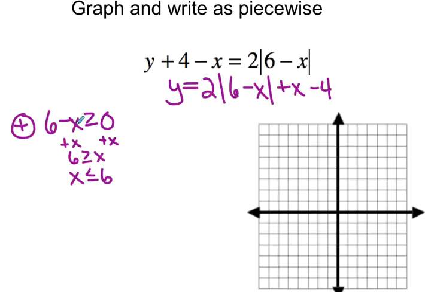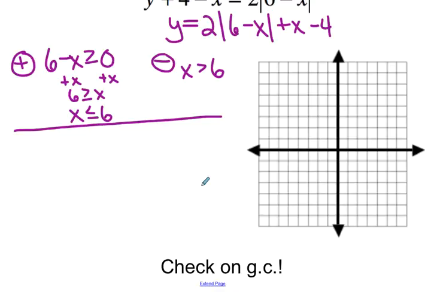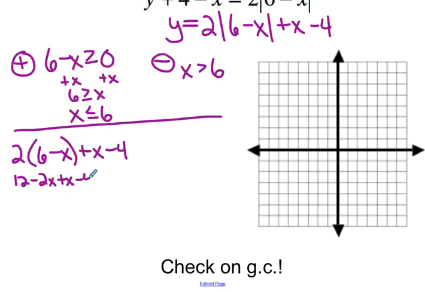Now the -1 in that case would just be x is greater than 6. And you could do it all out, but basically if I know this one's less than or equal to 6, this one's got to be bigger than 6. Now when I look at simplifying here to get lines, I am going to take 2. So I get 2 and then 6 minus x plus x minus 4. This is the positive. So I'm going to get 12 minus 2x plus x minus 4. And that's going to simplify to negative x plus 8.